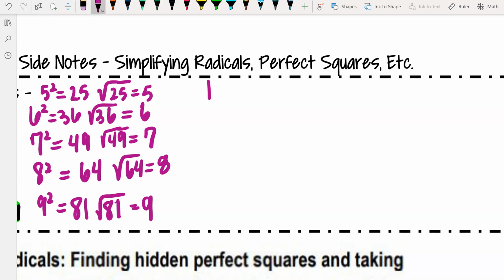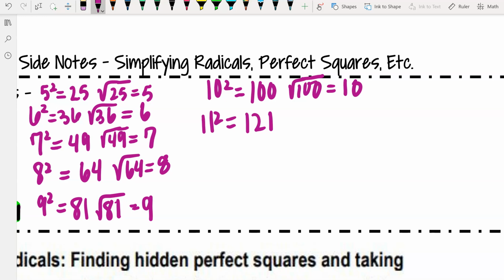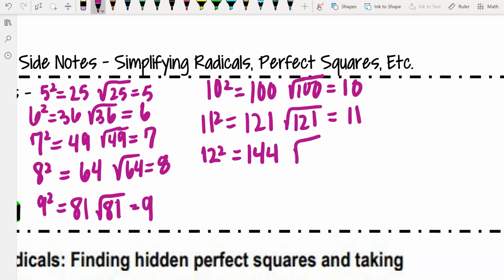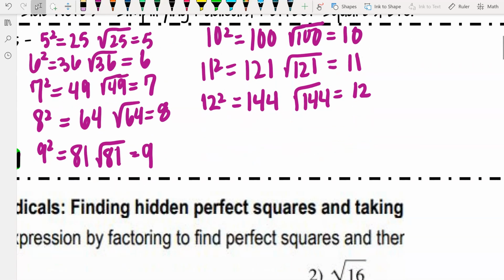So we stopped at 9 squared, so 10 squared, you have 100. So if I take the square root of 100, I should get 10. 11 squared is 121. So if I take the square root of 121, I get 11. 12 squared, I get 144. So then if I take the square root of that number, then I should get 12. So if I square it and then get the square root, then it should match.